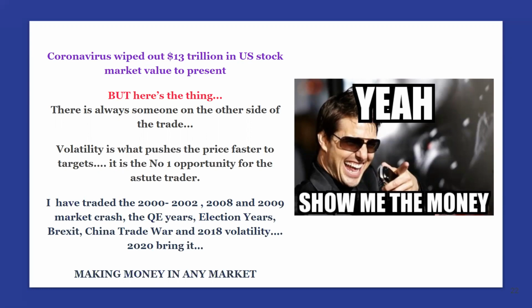But here's the thing, there's always someone on the other side of the trade. So don't think that if the market goes down, institutional traders don't profit from that move. Of course they do. So volatility is what pushes the price faster to the target and is the number one opportunity for the astute trader.